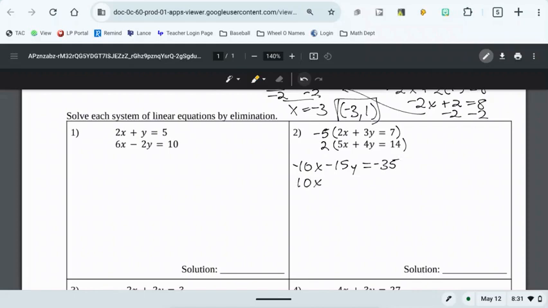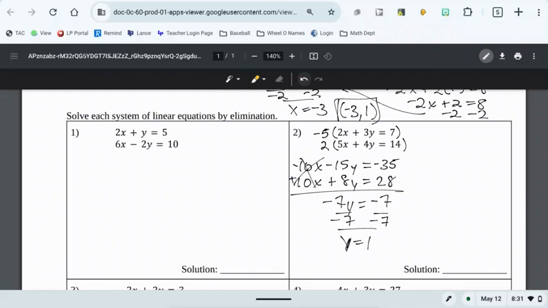Then we have +10x plus 8y and 28. Let's go ahead and add. That eliminates. We end up with negative 7y, and we end up with negative 7. Divide by negative 7, y equals 1. So now we plug it back in.